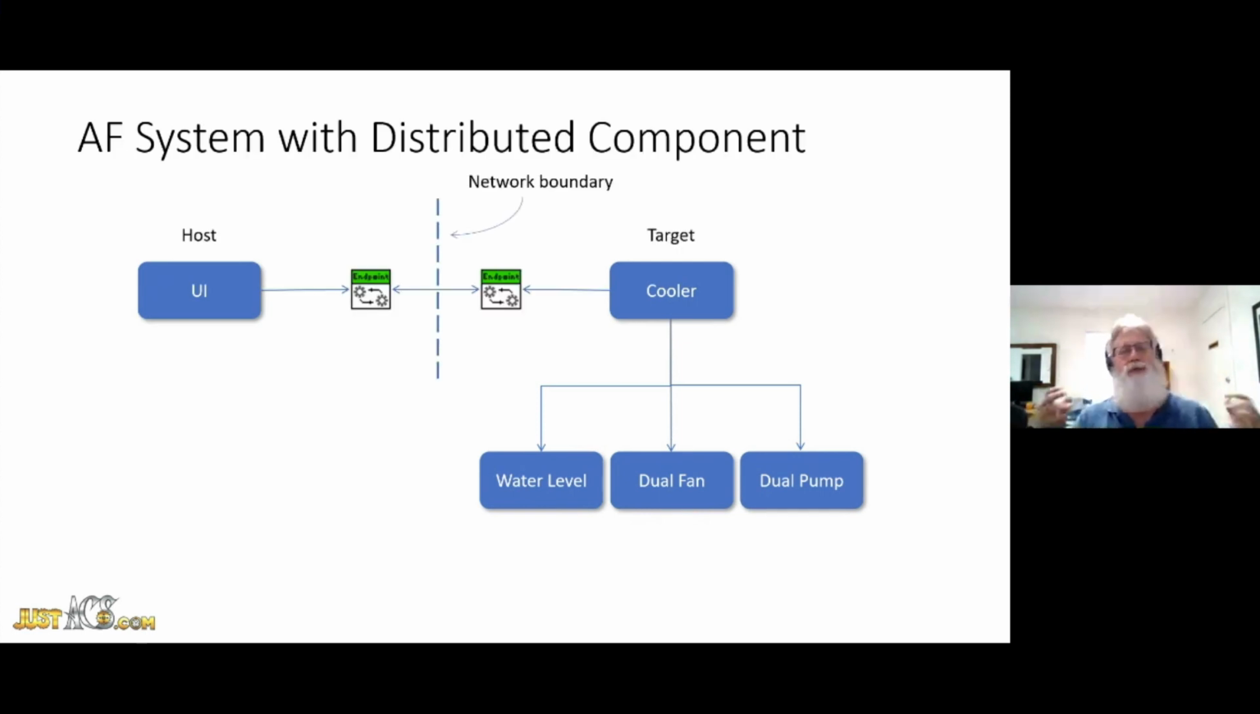We would like to drop in some sort of redirector, something that will take the messages going from the UI to the cooler, and instead of trying to send them to a piece of local code, actually package them up for TCP/IP transmission, send them across the network, and have the target get them. That's what we'd like to have. It should be that simple.